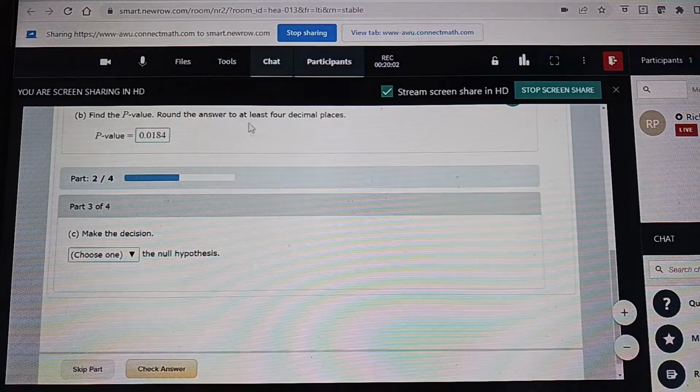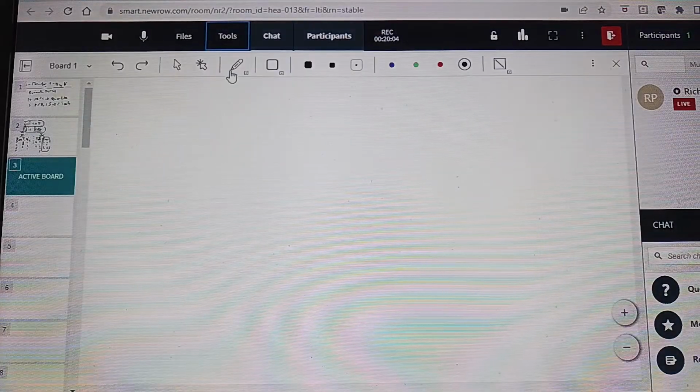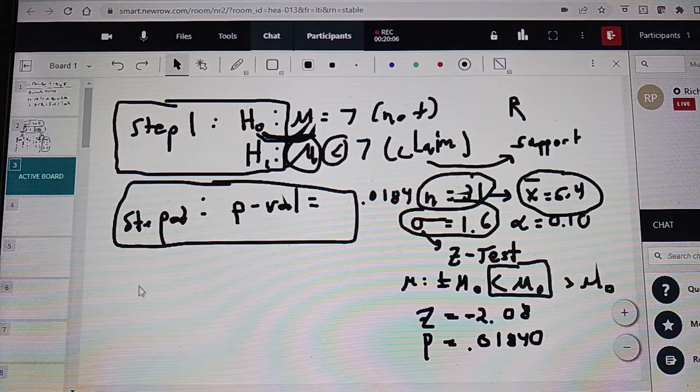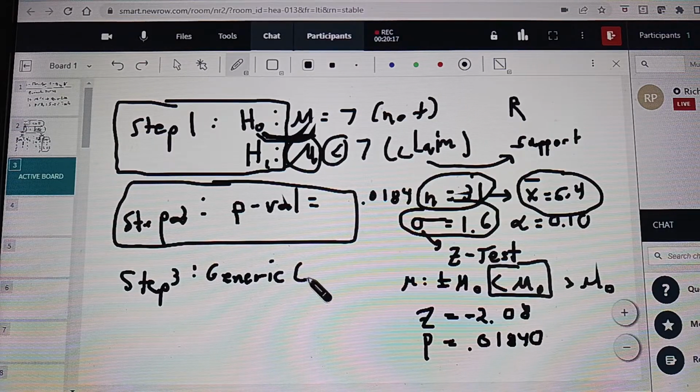Okay, then step 3 on the test says give a generic conclusion. Do it just like the homework. Generic conclusion.